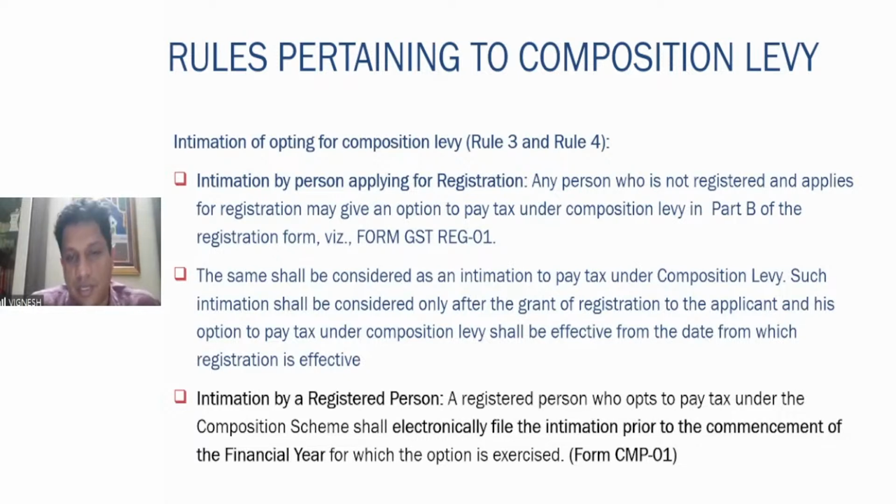Intimation by a registered person. A person who opts to pay the tax under the composition scheme shall electronically file the intimation prior to the commencement of the financial year for which the option is exercised. It does not end with the initial registration. First time when you register, you give your intention of applying for the composition scheme. But from the second time onwards, prior to commencement of the financial year, which commences on 1st April, before that itself, you have to electronically file the intimation saying that for this year also I'm going to exercise the option.